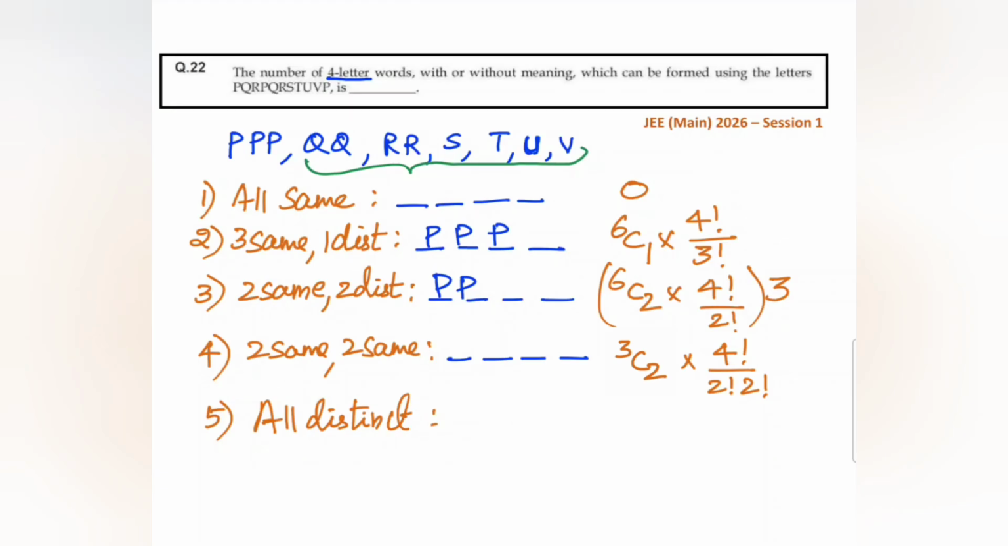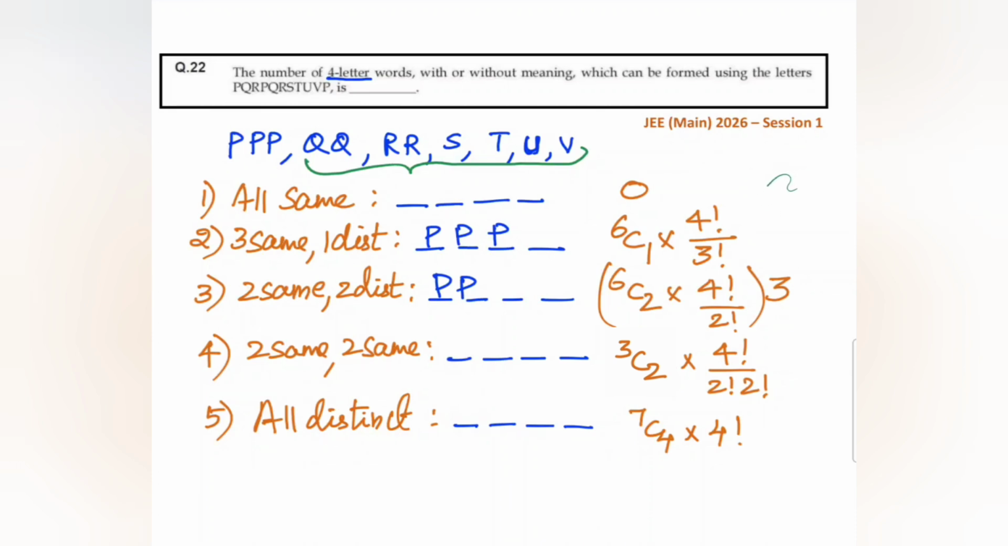So all distinct means here 1, 2, 3, 4 out of 1, 2, 3, 4, 5, 6, 7. Out of 7 symbols, we need to select 4 symbols, and this has to be arranged in 4 factorial ways. So finally, if you see here, you'll be getting the answer.